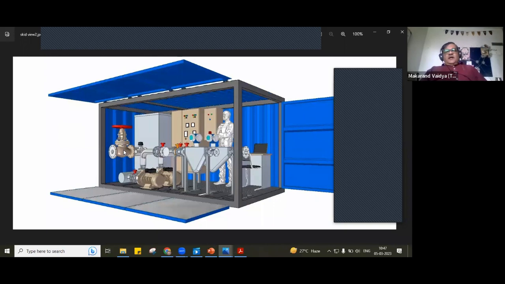These are the return line valves, which are very much required for the flow stability. Back pressure is required to get the steady flow.